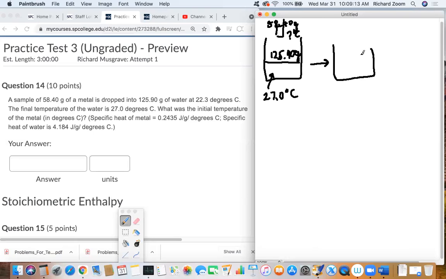So it gets dropped in there. And then it says the temperature. Oh, sorry. The initial temperature of the water is 22.3. I'm sorry about that. Looking at the wrong thing. The final temperature of the water is 27.0 degrees. And that means that's also the final temperature of the metal as well. All right, so that's what we've got so far. Anybody get any questions?